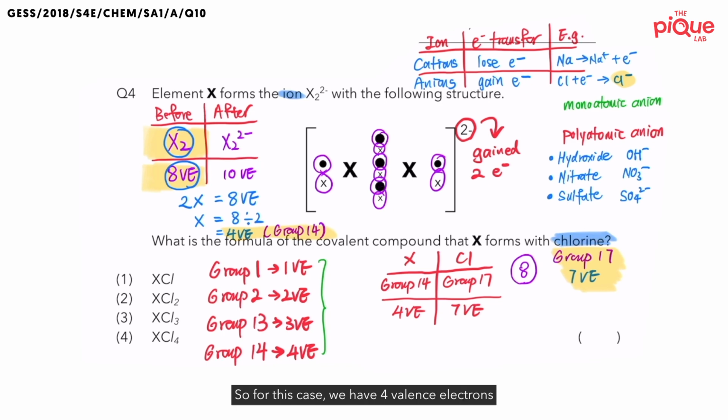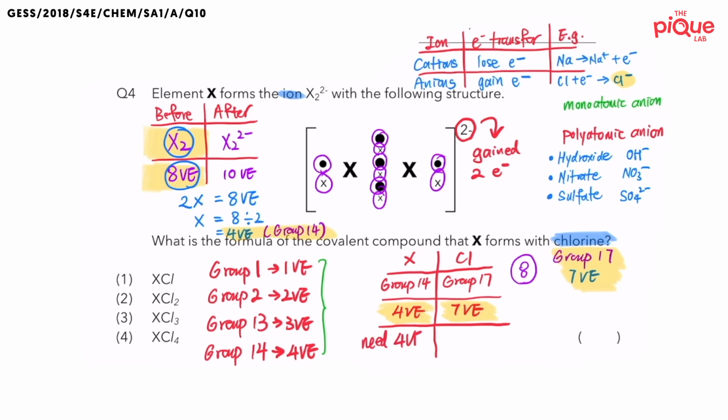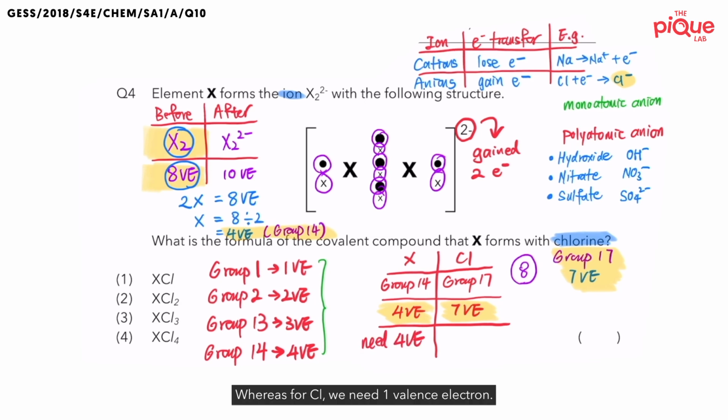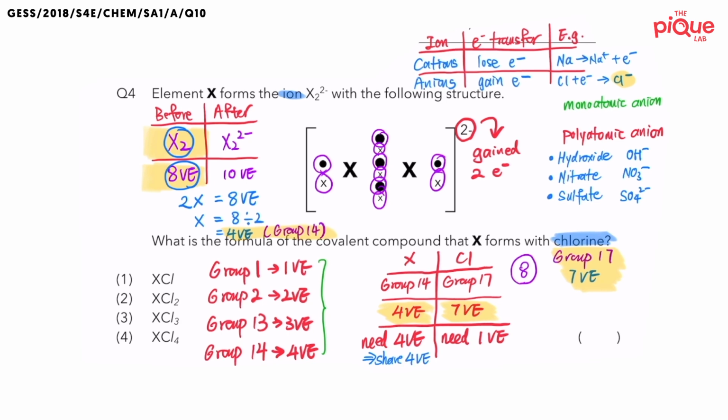So for this case, we have 4 valence electrons for X, 7 valence electrons for chlorine. So how many more valence electrons do you think they need in order to achieve 8 valence electrons? The answer is, for X, we need 4 valence electrons, whereas for Cl, we need 1 valence electron. This also means that X will share 4 valence electrons, whereas Cl will share 1 valence electron.